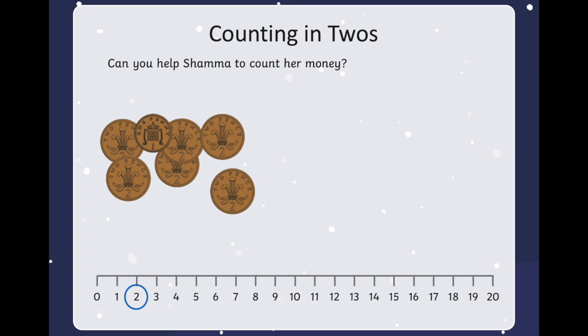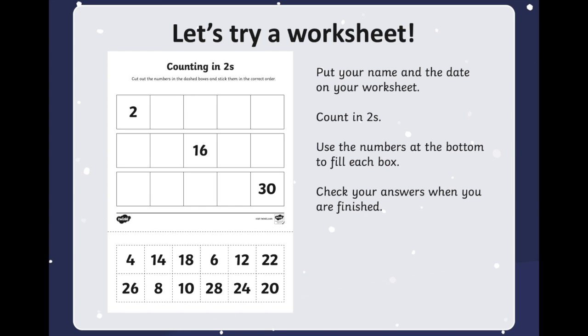Here are the numbers Shama counted on a number line. 2, 4, 6, 8, 10, 12. Now we're finished counting in 2s and we add the 1p to make 13. Now you have practiced counting by 2.